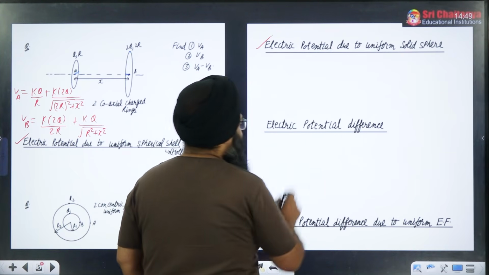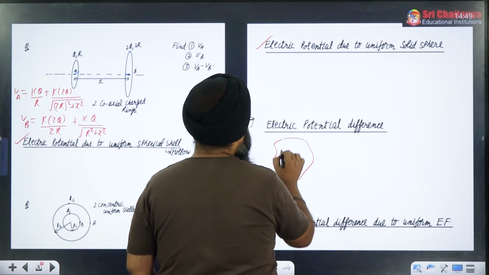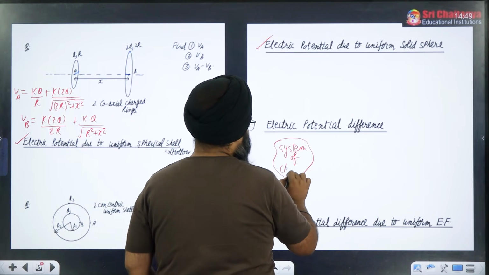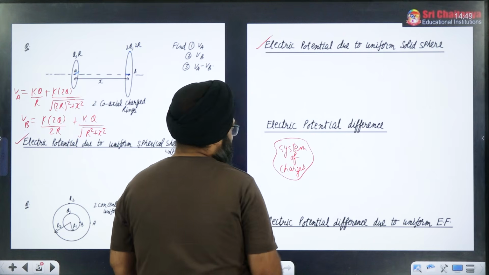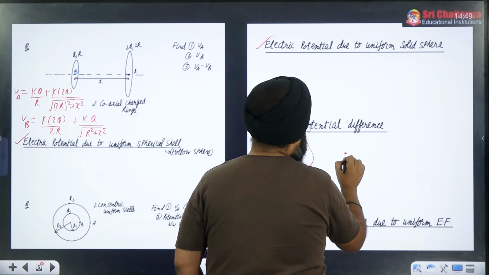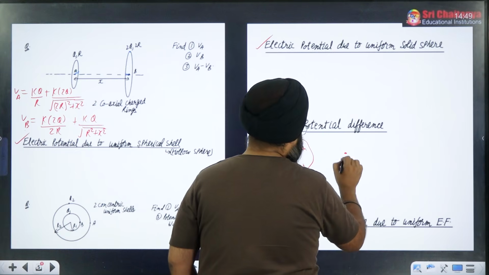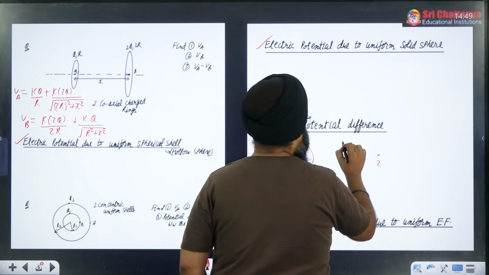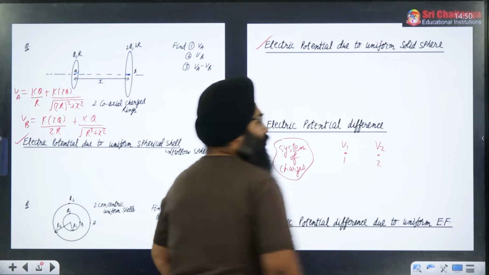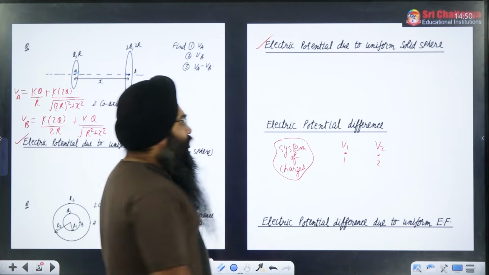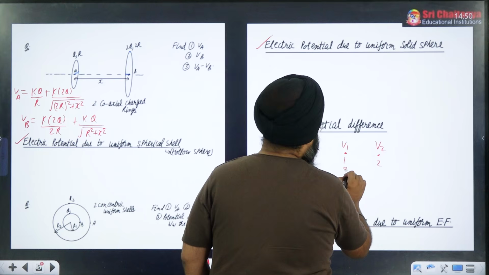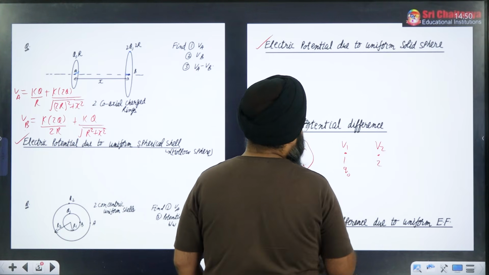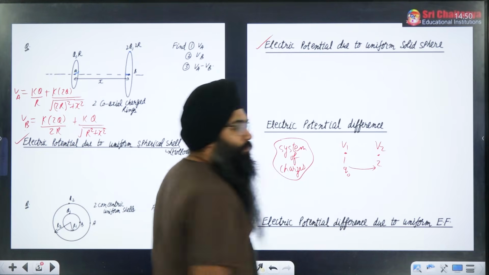Very simple to understand. Suppose again you are having a system of charges. And there are 2 points, point A or point 1 and point 2. Suppose the potential at point 1 is V1 and the potential at point 2 is V2. Now I want to take the charge Q0 from point 1 to point 2.